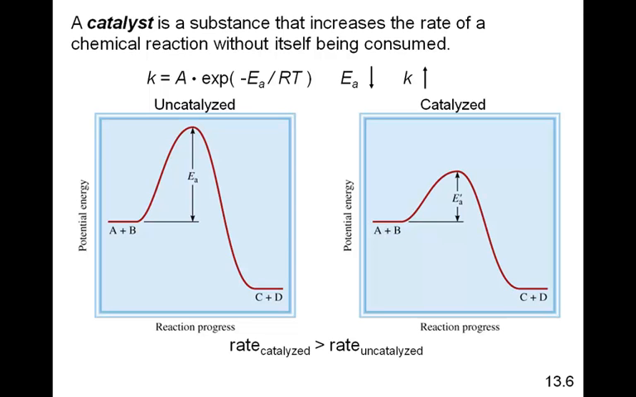Rate catalyzed is greater than rate uncatalyzed. Ea for the catalyzed is less than Ea of the uncatalyzed.